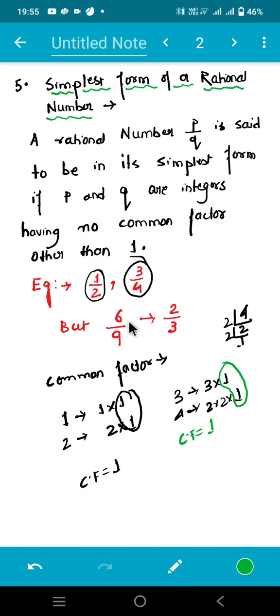But now you see 6 upon 9. 6 upon 9 is not in the simplest form. Why? Because it can be reduced, isn't it? So with what can you reduce? With 3, because these two numbers are divisible by 3. So if you reduce it, 3 twos are 6, 3 threes are 9. Here you see I've written the answer. Now you have converted 6 by 9 into the simplest form, 2 upon 3. I hope you have understood what the simplest form of a rational number is.